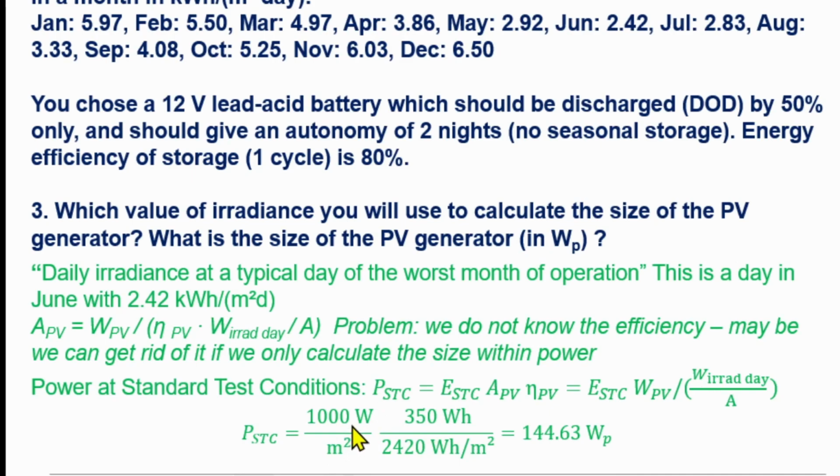Irradiance under standard test conditions 1000 watt per square meter, energy to be generated 350 watt hours per day, and the irradiance for a typical day in the worst month of the year is 2.42 kilowatt hours per square meter per day. So the day gets eliminated, and also the same happens to the watt hours. So we have just the square meters, which gets eliminated here. So we have just watts left, and that's what we want. So this is the power under standard test conditions. So we have a power of 144.63 watts.